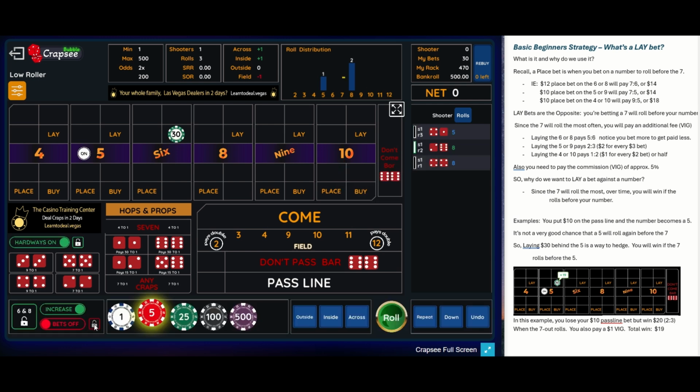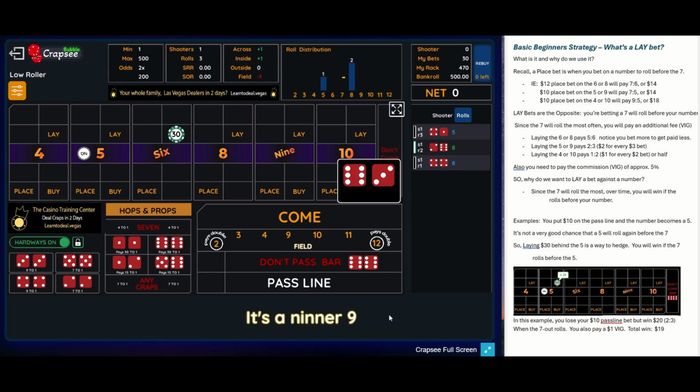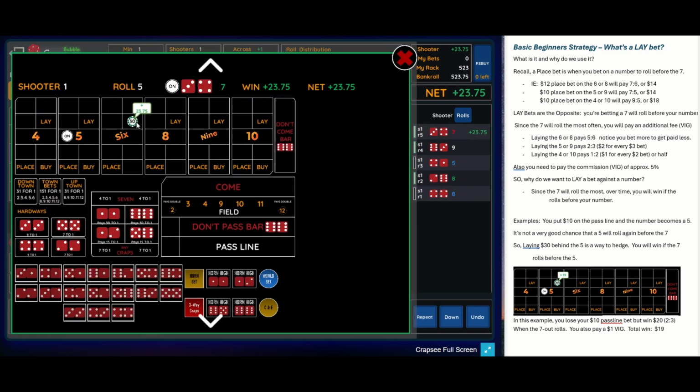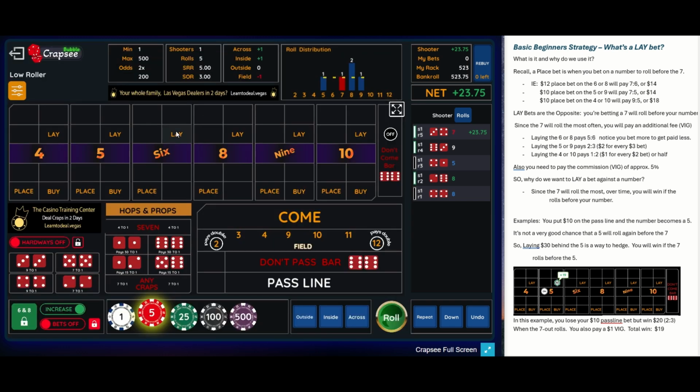Let's turn our bets on. There's a 9. Let's just get a 7 and see what we can do here. Okay, there's a 7. Let's look at this. We had $30 behind the 6, and the lay bet pays $5 for every 6. So $30 divided by 6 is 5, and 5 times 5 is 25. But look, we only won $23.75. That's the VIG. So just remember that you bet more to win less, and you pay a commission, a VIG.